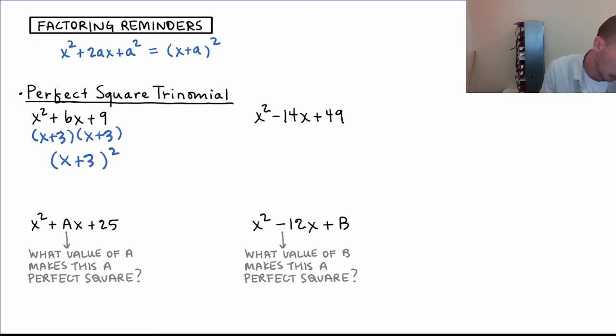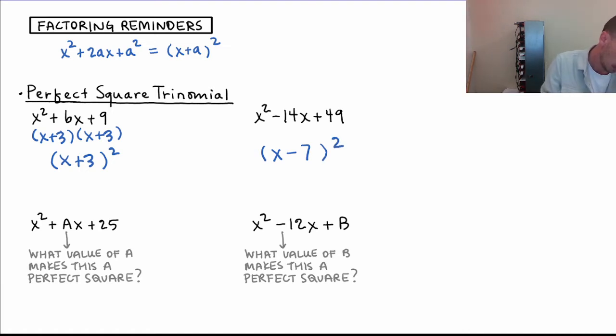Okay, and then this one over here, I've got x squared minus 14x plus 49. So two numbers that multiply to 49 while adding to negative 14, that would be negative 7 and negative 7 again. So this is one I would factor as x minus 7 squared.